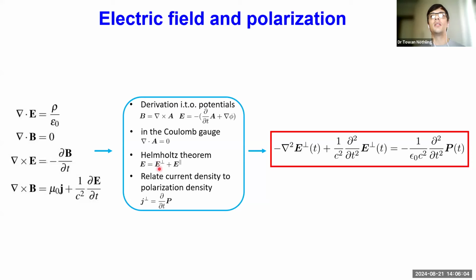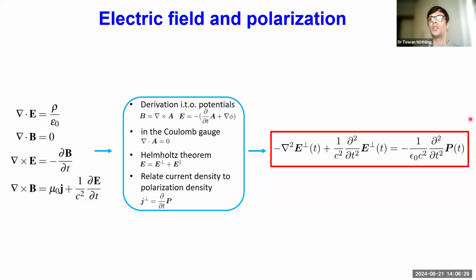And it is these orthogonal components that form part of the propagating electric field, or part of light for that matter. So making use of this derivation, we also relate the current density to the polarization density. Making use of these derivation methods, we derive this equation.